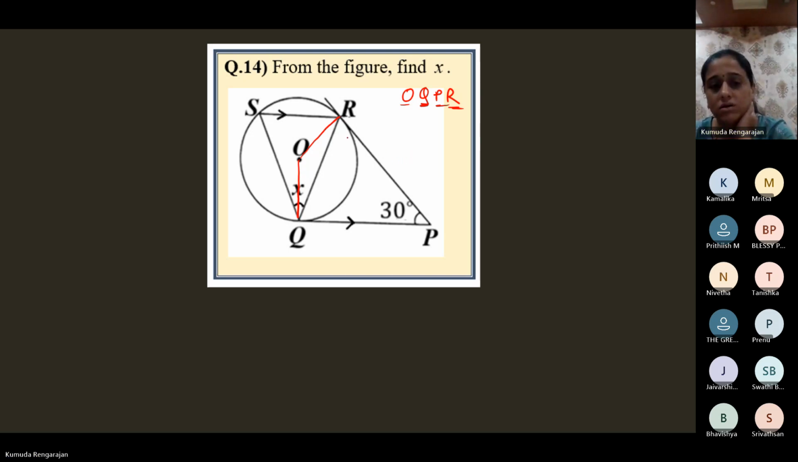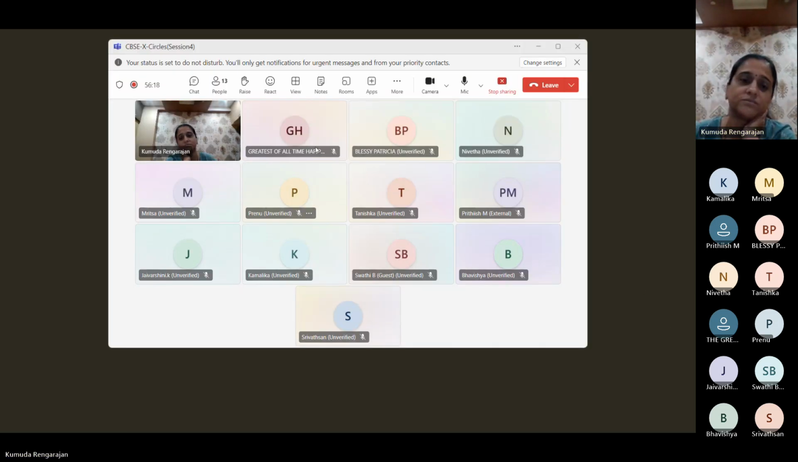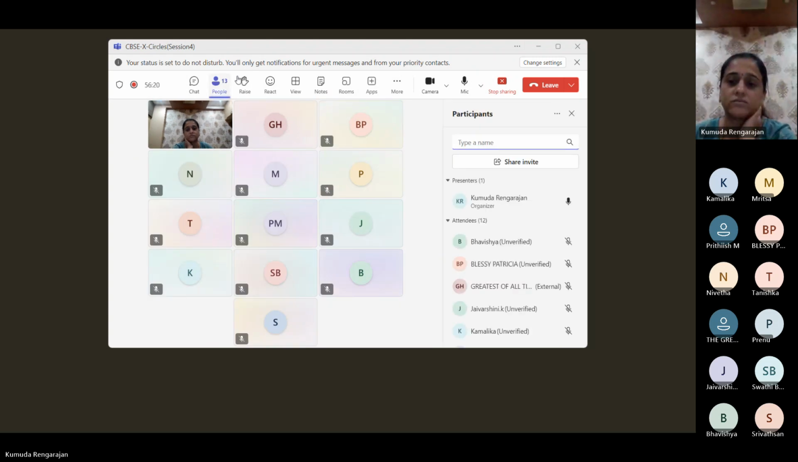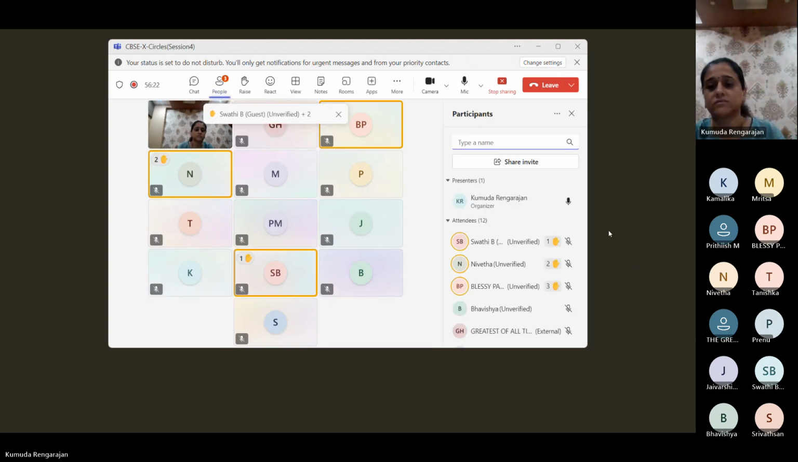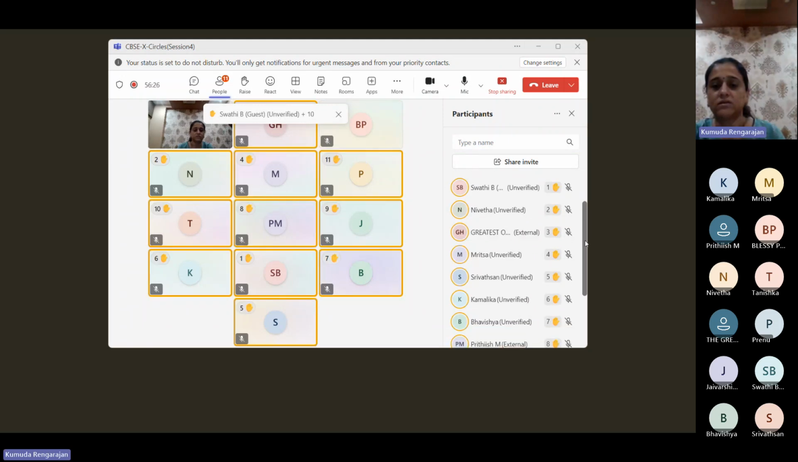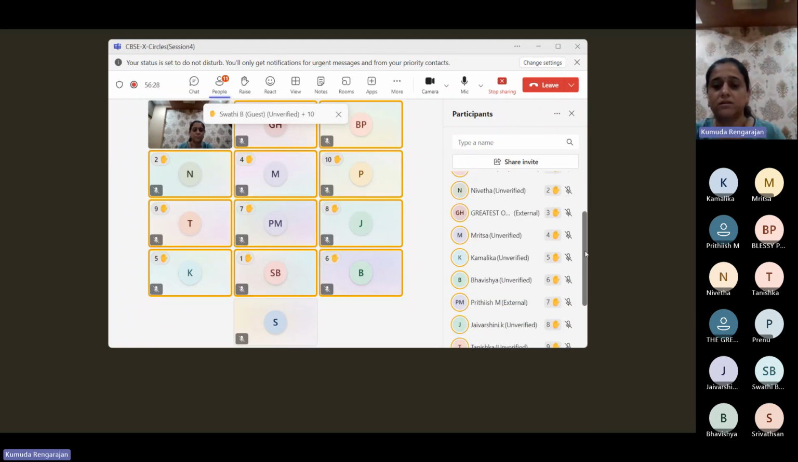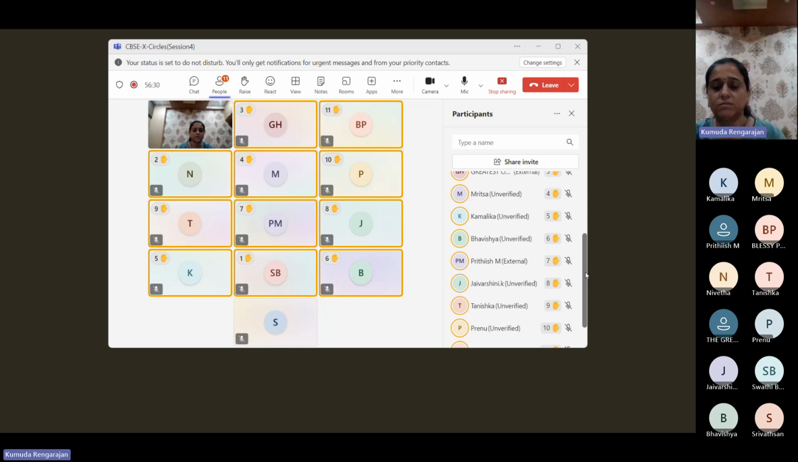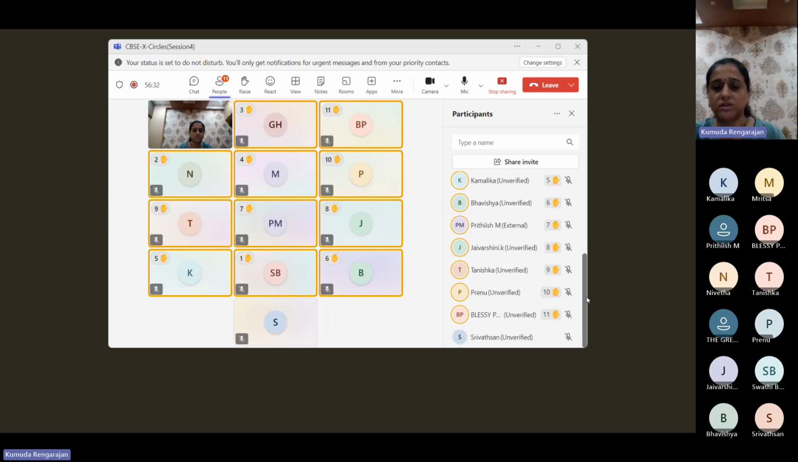Children, use the emoji, raise your hand. Swati, Niveda, Hari Pranav, Mitsa, Kamalika, Bhavishya, Pratish, Javarshini, Tanishka, Renu, Blessy, Srivatsan. Okay.